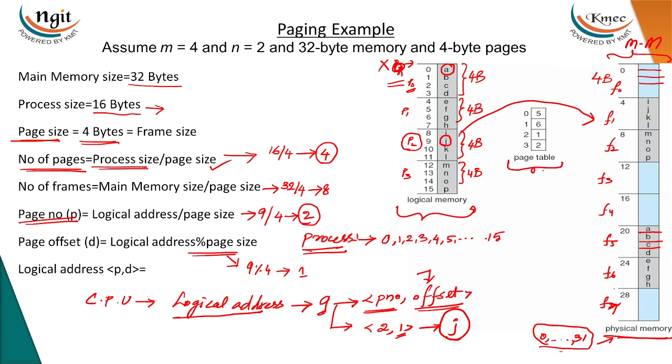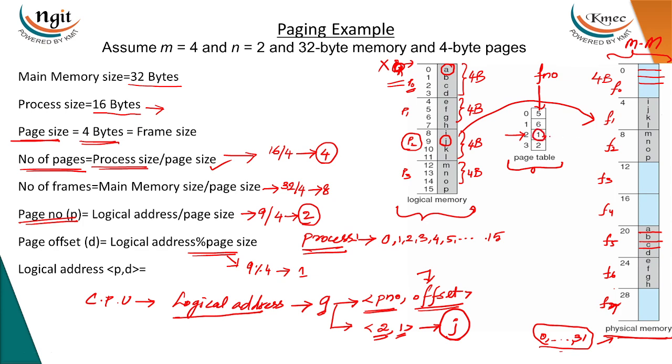The page table base register is a pointer. We'll see that particular address, fetch the address, and look in the main memory. Now look here: page number 2. Where is page number 2? Here. We need to find the corresponding frame number. So this row is your frame number. Page number 2, the corresponding frame number is 1.